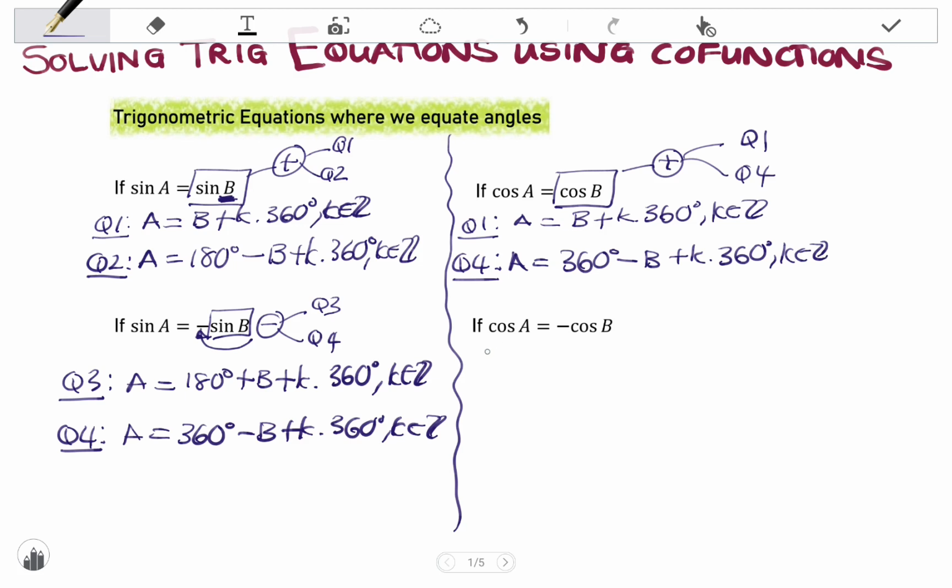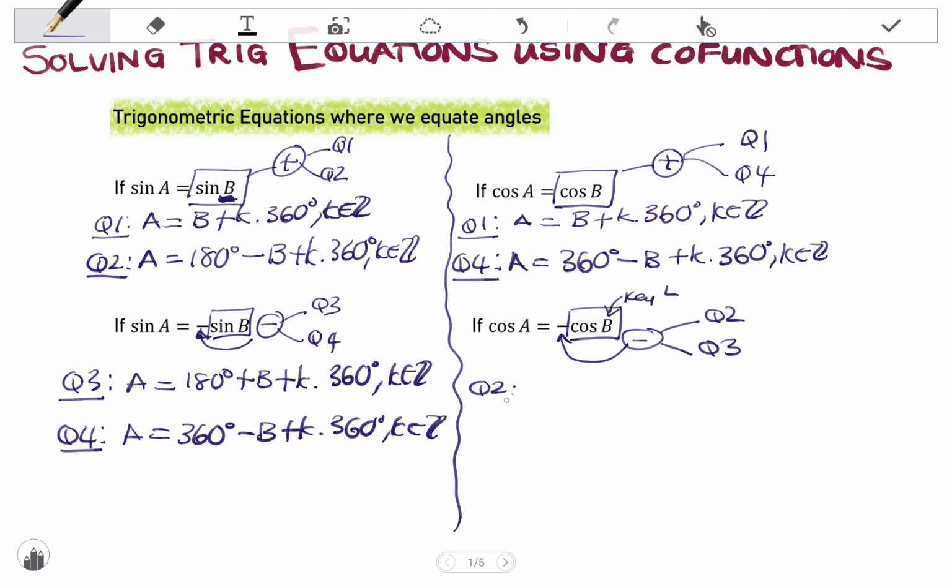Okay, now I have cos A equals negative cos B. Okay, again I have cos. Yes, I have a negative, but that just tells me which quadrants to work in. So cos is negative in quadrants 2 and 3. But I have cos A, cos B, so that B is going to be my key angle again.